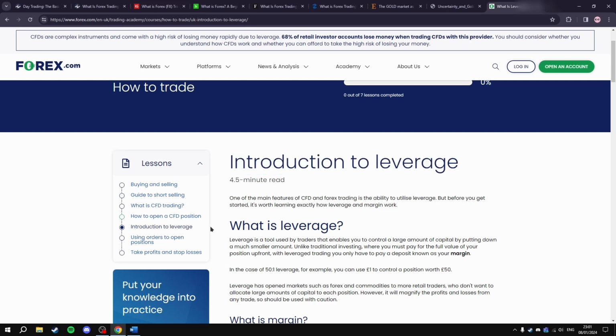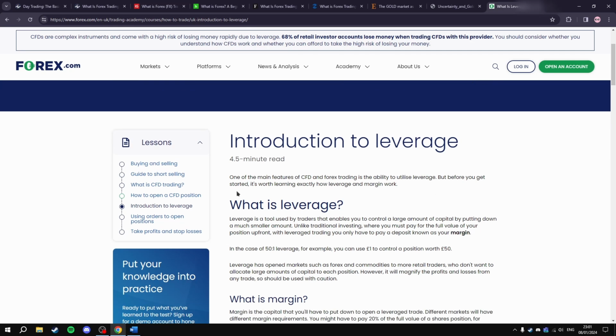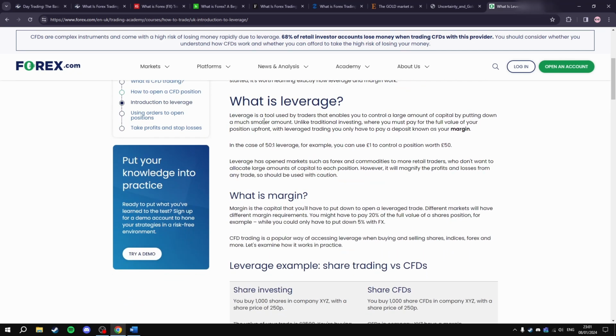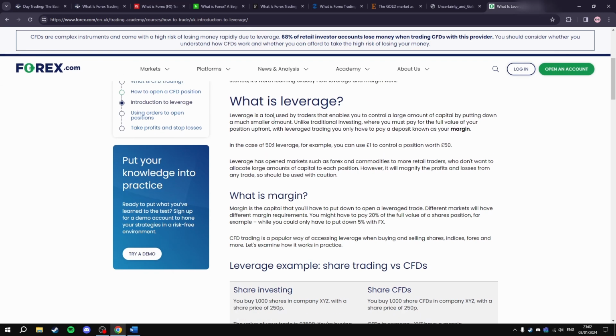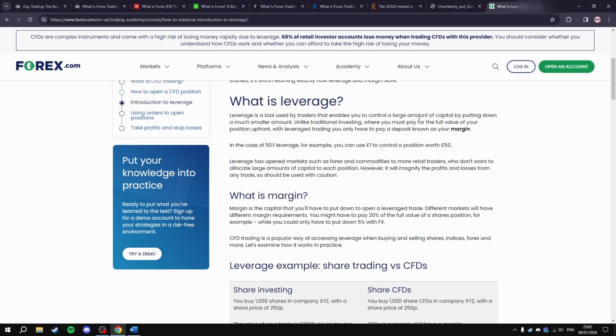Introduction to leverage. One of the main features of CFD and Forex trading is the ability to utilize leverage. But before you get started, it's worth learning exactly how leverage and margin work. What is leverage? Leverage is a tool used by traders that enables you to control a large amount of capital while putting down a much smaller amount.